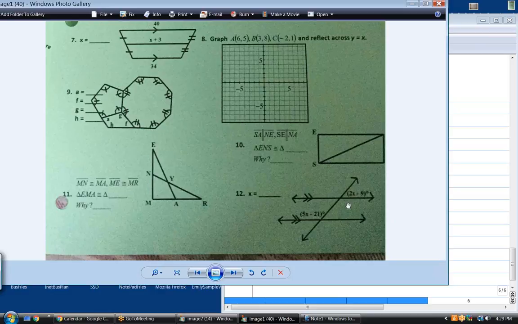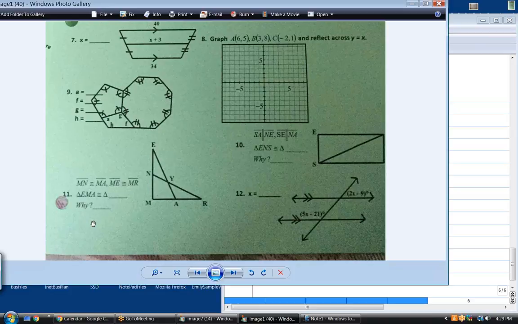12 is pretty easy, right? What equation comes from 12? 5x minus 21 plus 2x minus 9 equals 180. Okay, you can solve for x.